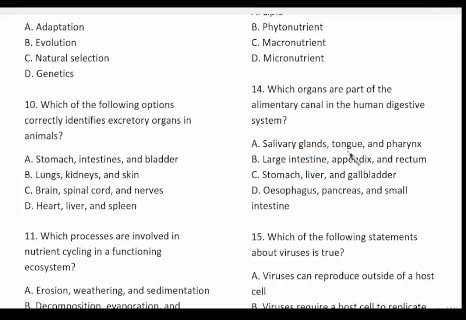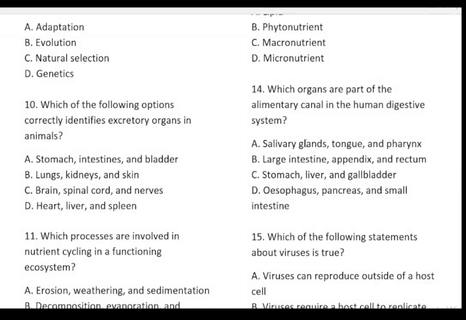Option A, we have salivary glands, tongue, pharynx. Option B, we have large intestine, appendix, rectum. Option C, we have stomach, liver, and gallbladder. And option D, we have esophagus, pancreas, and the small intestine. If I were to answer that question, I would say our answer is option D.